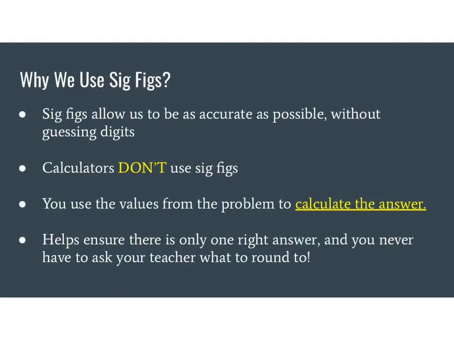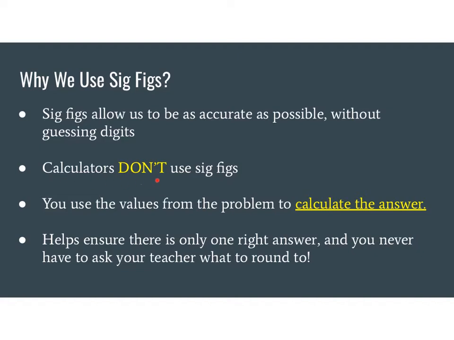In past science classes or maybe even math classes, you would have been asking your teacher, what do you want me to round to? How many digits do you want past the decimal place? Well, there's a reason why we use Sig Figs in chemistry and a lot of other higher level science courses. Sig Figs allow us to be as accurate as possible without any guessing of digits.